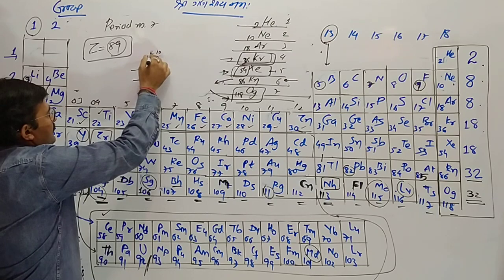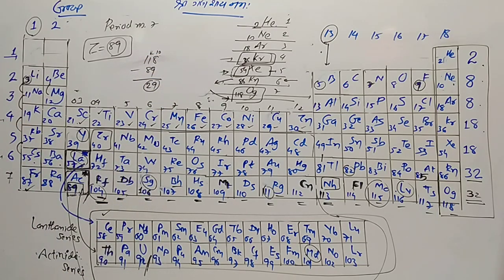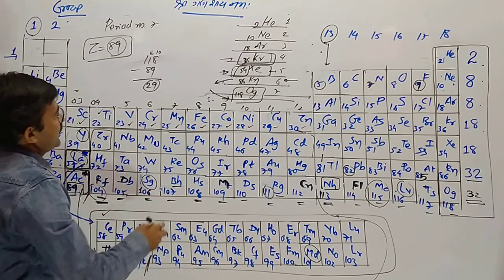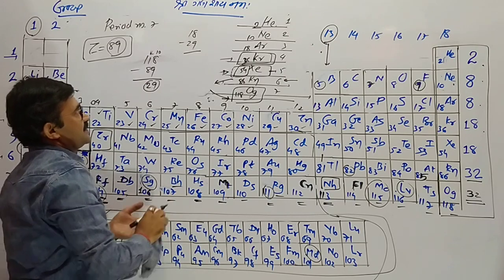Here the difference is 29. So how can we subtract it from 18? It is not possible.